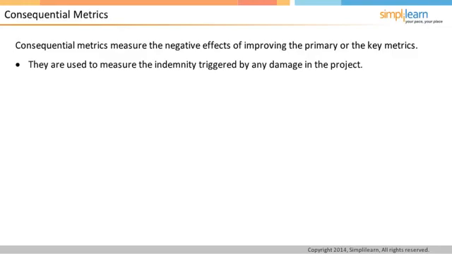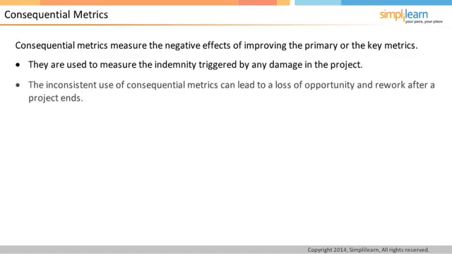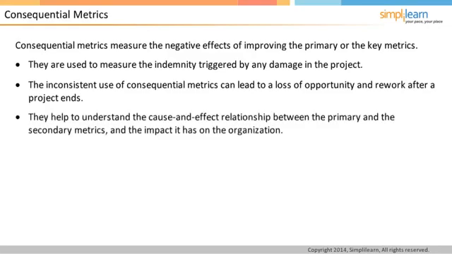The inconsistent use of consequential metrics can lead to loss of opportunity and rework after a project ends. Consequential metrics help to understand the cause and effect relationship between the primary and the secondary metrics and the impact it has on the organization. Let us take a look at an example for consequential metrics in the next screen.